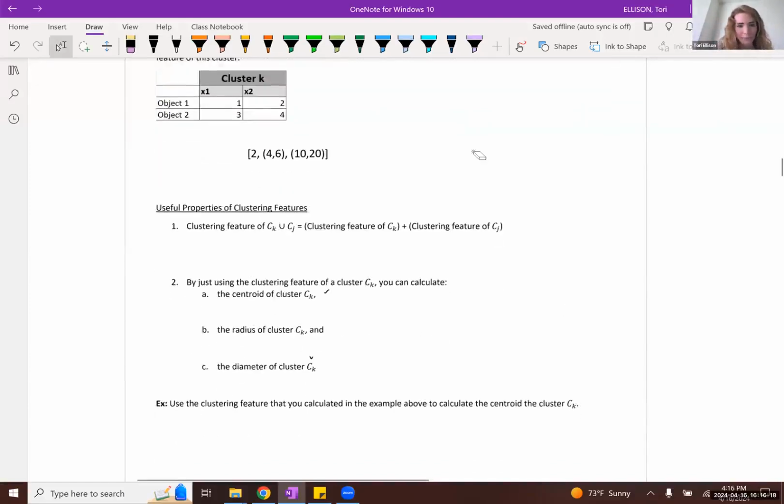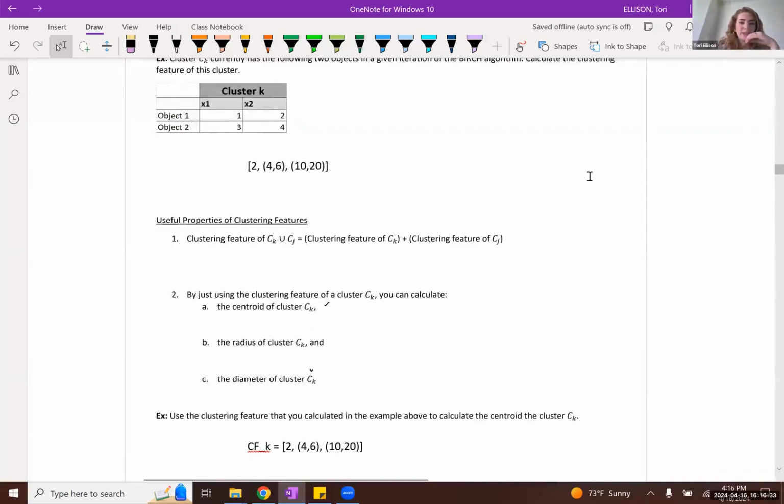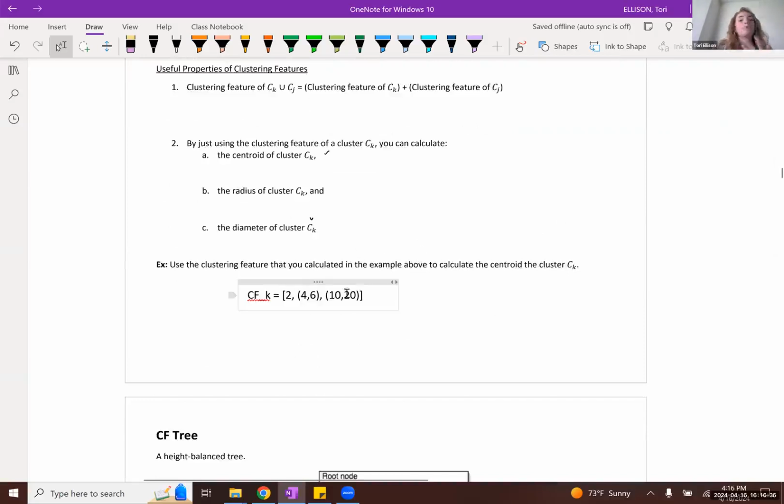But for instance, let's just say we only knew the clustering feature of this particular cluster. So we didn't actually have the data set. We only knew these three elements of that particular cluster. So how could we use this clustering feature to calculate the centroid of this cluster? So what calculation would we use?